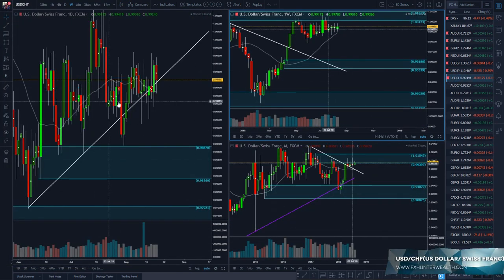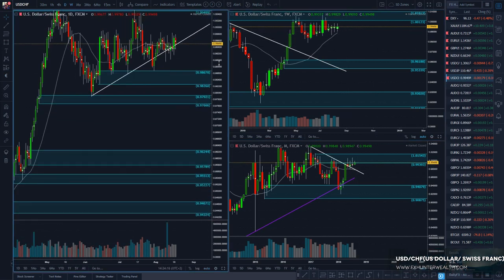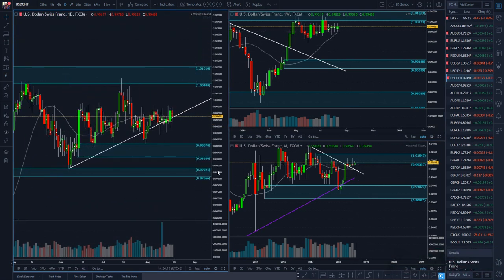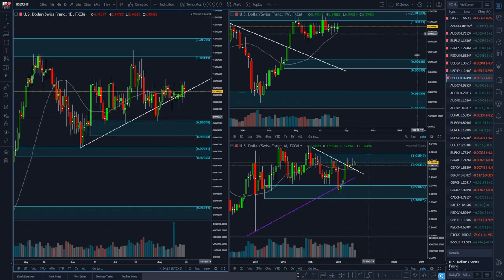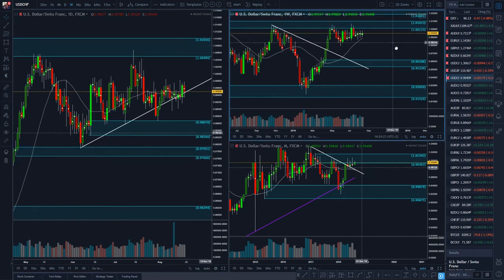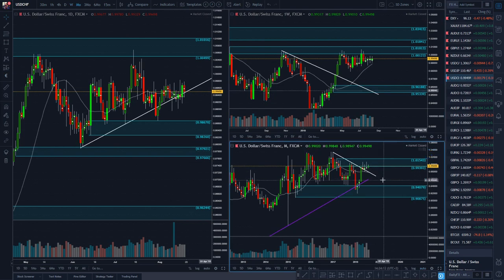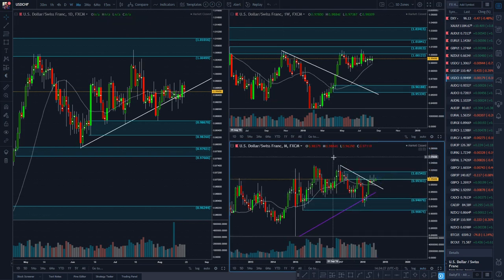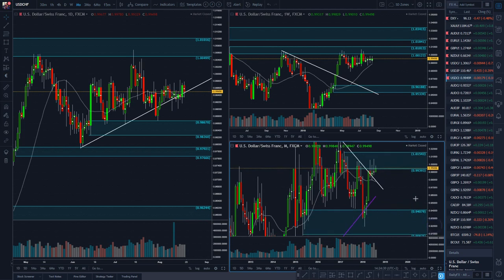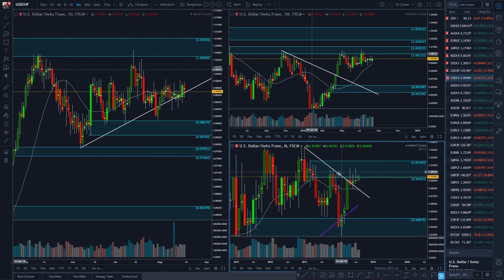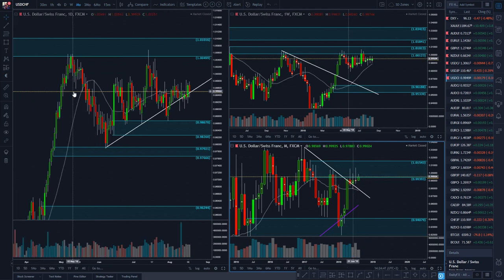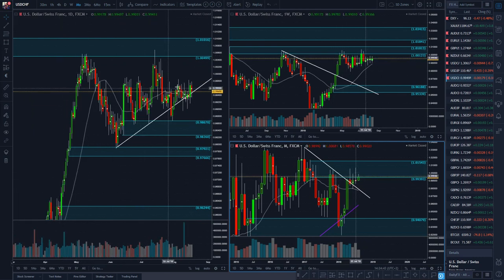Next one is the Swiss franc. Swiss franc is totally different than the other pairs. Look at this. We have this 3 months uptrend, monthly downtrend. However, the price broke up, but it's still getting the pins from this strong supply zone, and it is on this weekly supply zone, and the daily is still consolidating sideways.